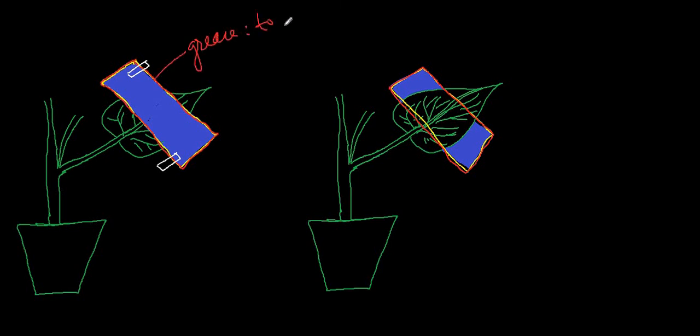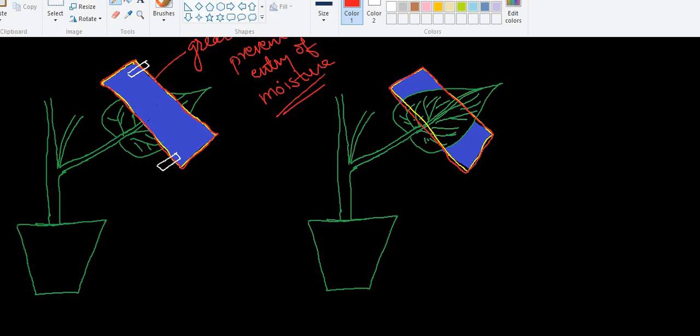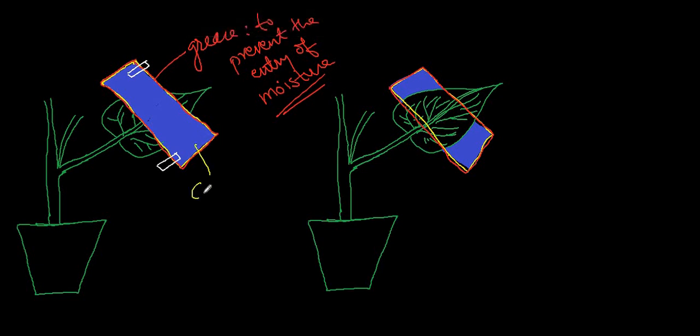So grease is applied to prevent the entry of moisture. Otherwise you will not be able to understand whether the moisture has converted the cobalt chloride paper from blue to pink or whether it is the transpiration. So this one is cobalt chloride paper, blue. Now put the whole setup under the sun.